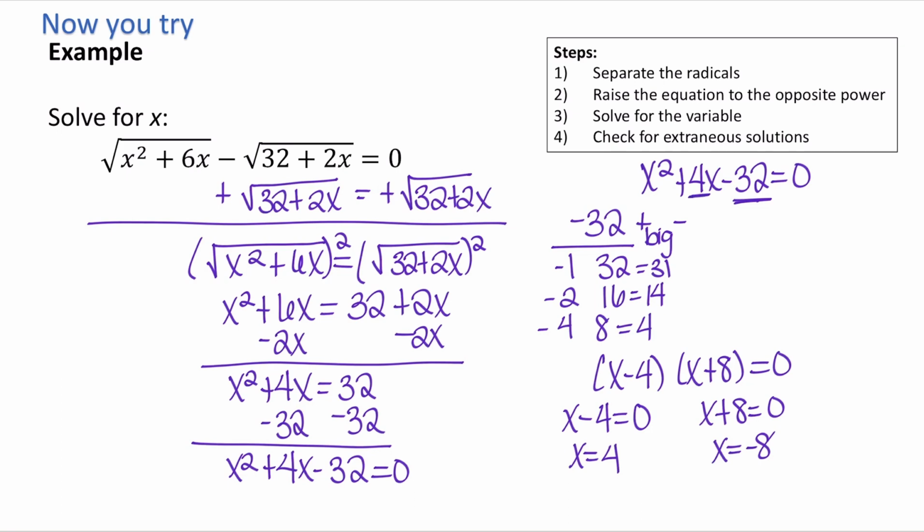Since negative 32 is negative, we're going to have a positive and a negative factor. Since 4 is positive, our bigger factor is going to be positive. So the correct combination of factors that we need to do this is negative 4 and positive 8. So we have x minus 4 times x plus 8 equals 0. When we solve, we get the two solutions, x equals 4 and x equals negative 8.